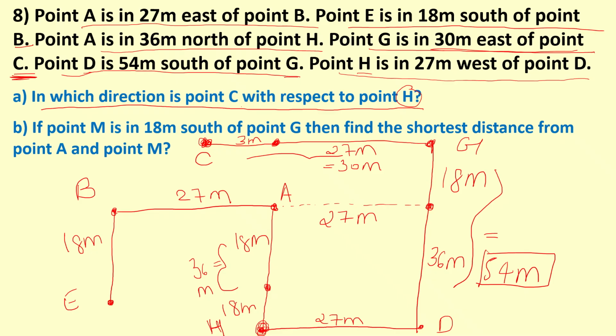So which direction will it be? This will be north, correct? See, this will be north. This will be north. And if this will be what? West. So H is here and your C is here. This will be northwest. Okay. So the answer will be northwest for this. Okay. First question answer is northwest.